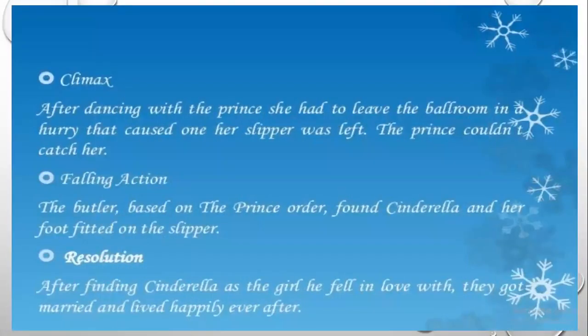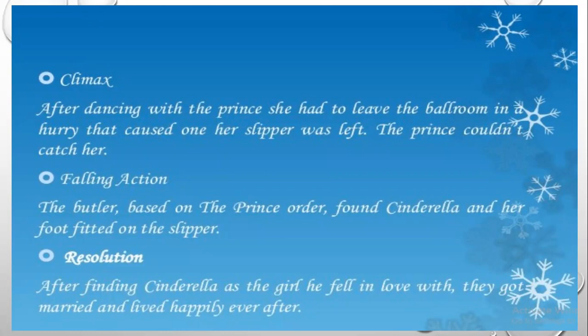And then the climax. The climax happened after dancing with the prince. She had to leave the ballroom in a hurry, which caused one of her slippers to be left. The prince couldn't catch her. Here we have the climax.